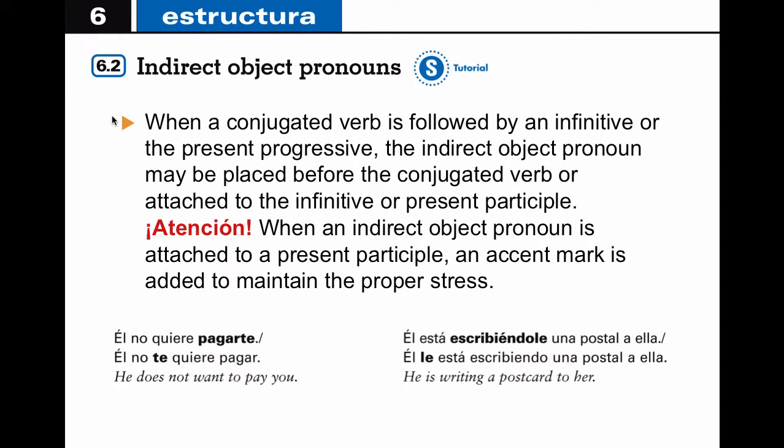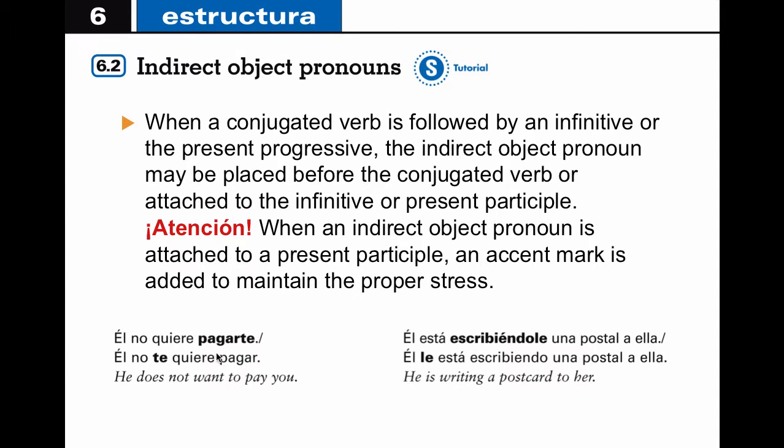When a conjugated verb is followed by an infinitive or the present progressive, the indirect object pronoun may be placed before the conjugated verb or attached to the infinitive or present participle. Okay, so this is a bit of information. It's interesting and definitely useful later on. For this particular chapter, this is not necessary though. But I would look it over and look at the examples and maybe study this just a bit, just for future use. But for this chapter, the test for this week, this is not anything that we're going to have to focus on. Okay.